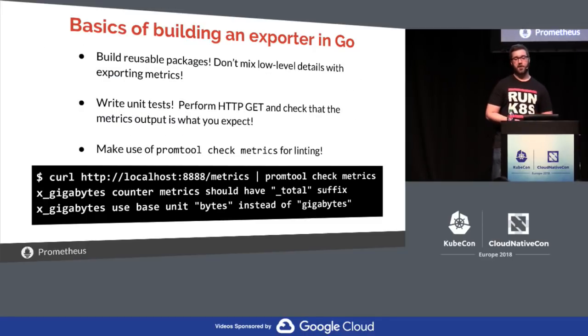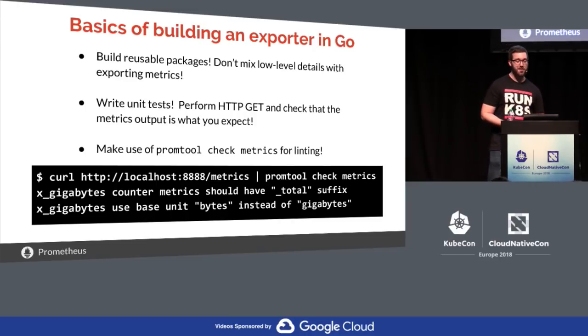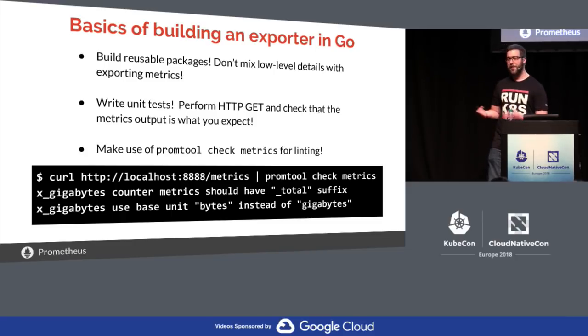So if you want to build an exporter in Go, here are my recommendations. Build reusable packages. You don't want to mix low-level details of some file format or binary network protocol or file system traversal with actually exporting metrics. If you separate these things cleanly, you're going to do yourself a lot of favors in the long run.